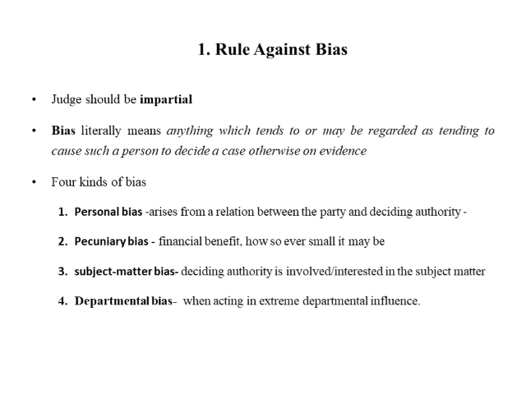The second kind of bias is pecuniary bias. It means that the deciding authority will be disqualified if it has a financial interest in the subject matter of the litigation, no matter whether the financial benefit is of a very small amount.